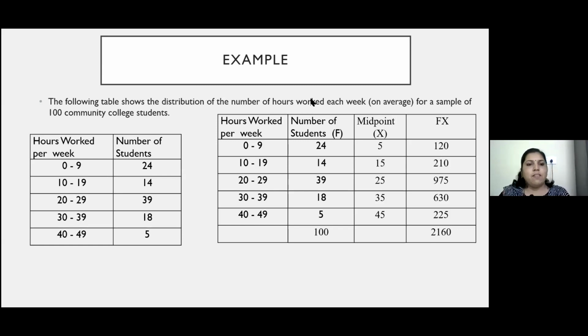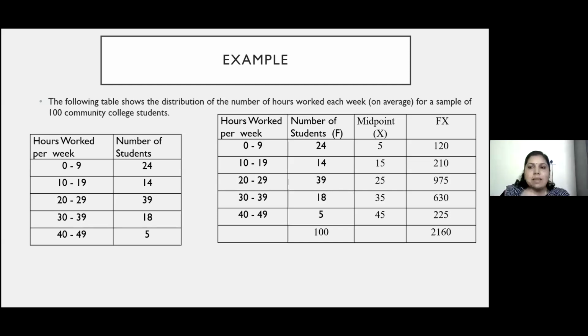The first problem: the following table shows the distribution of the number of hours worked per week, on average, by 100 community college students. For 0 to 9 hours, 24 students have worked. 10 to 19, 14 students. 20 to 29 hours, 39 students. 30 to 39 hours, 18 students. 40 to 49 hours, 5. This is the hours worked per week and number of students. If that is the problem given to you, how will you solve it?